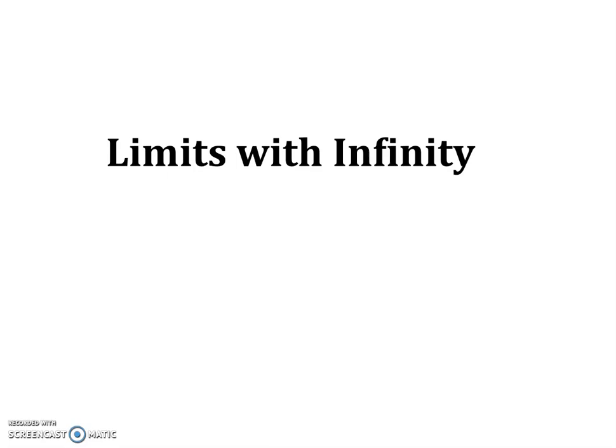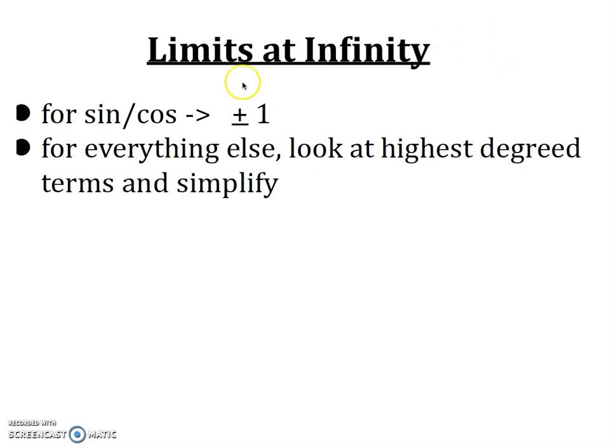The last type of limit we're going to look at is limits at infinity. So we have a few types. When it's sine and cosine, that limit at infinity is just going to be positive or negative 1. That's because we know the graph of sine and cosine just oscillates back and forth between positive 1 and negative 1. For everything else, we're going to look at the highest degree terms and simplify. And then from there, we might need to think about what happens as our x values approach infinity.